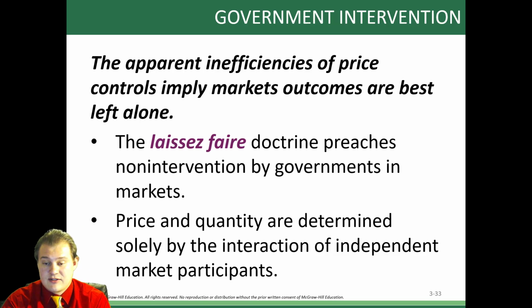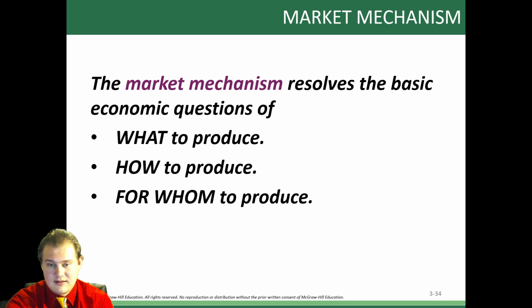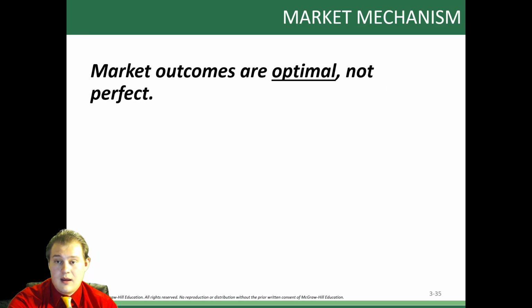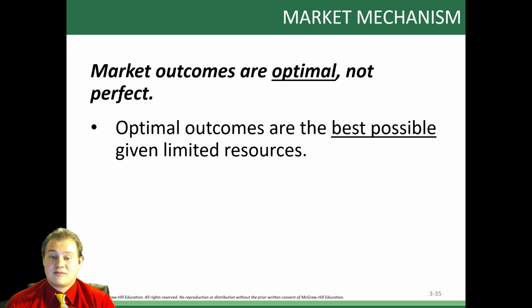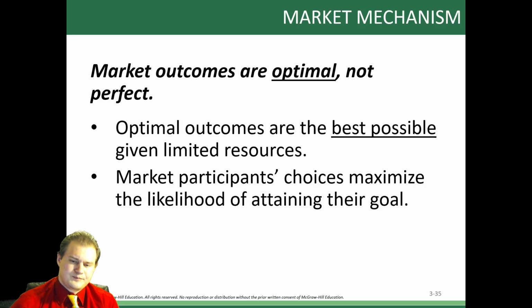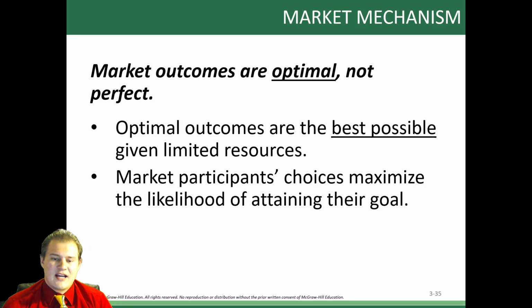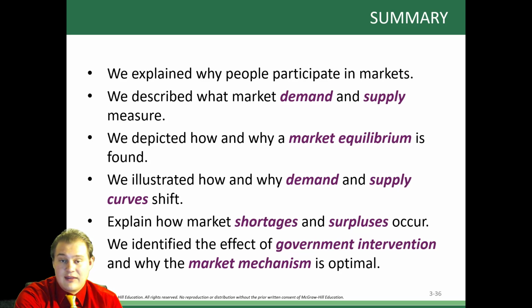Price and quantity are determined solely by the interaction of independent market participants. Market management revolves around, as we've already gone over several times in other chapters, what, who, and for whom. Market outcomes are optimal, not perfect. Optimal means we're going to make a compromise, and compromises are not perfect. Some people get hurt a lot more in the compromise than others, and some people benefit more than others. Optimal outcomes are the best possible given limited resources. Market participants' choices maximize the likelihood of attaining their goals, so everyone's going to work for their own good. And then it goes through everything we've gone over before.